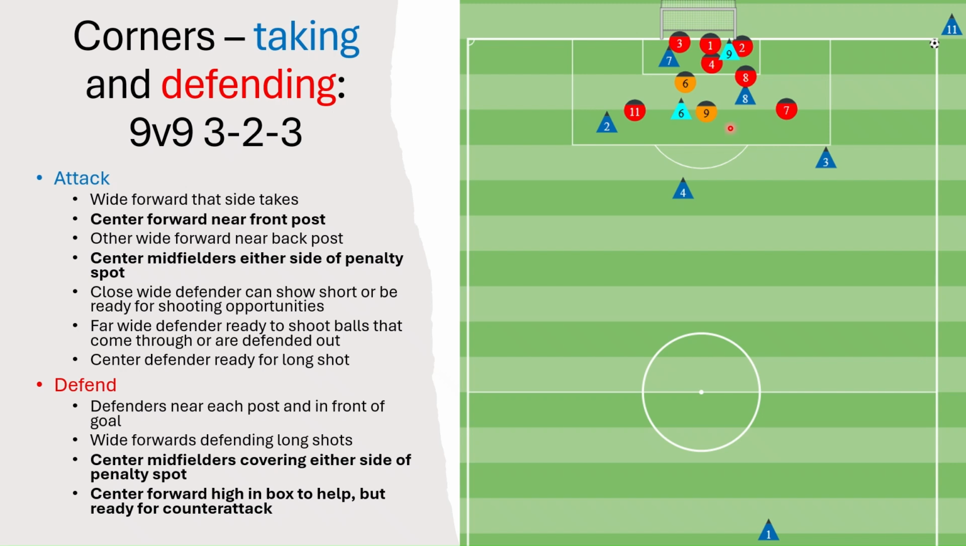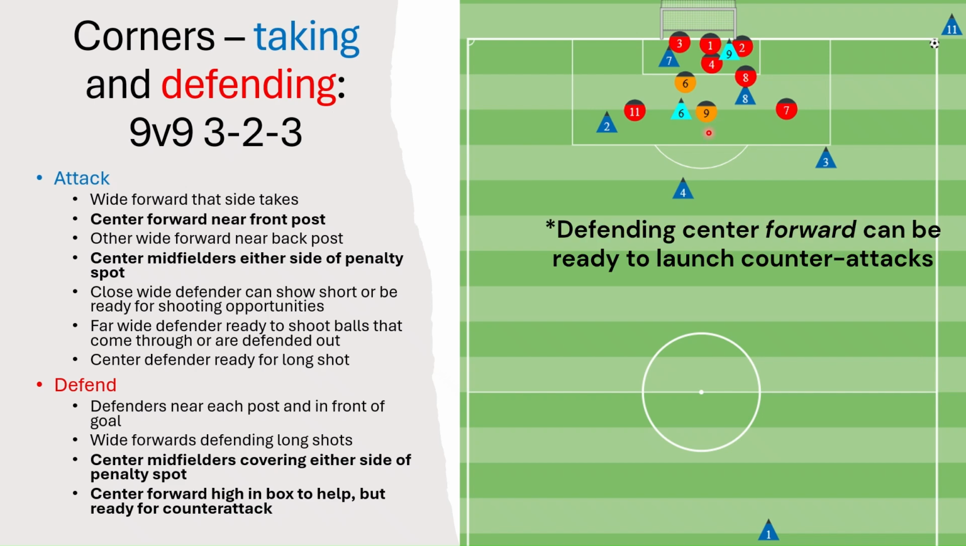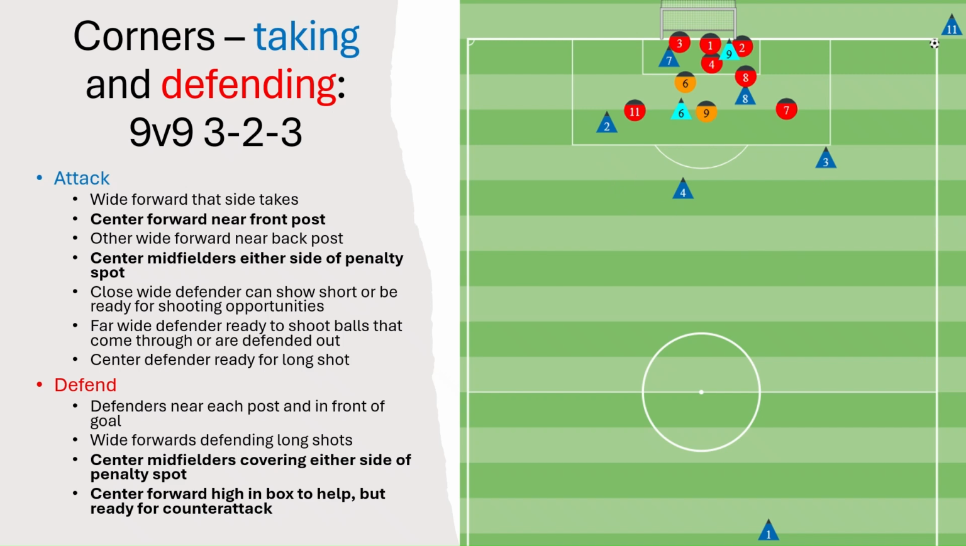And then for the defending team, the centre forward can be really useful at the top of the box, protecting against the centre midfielders getting the ball and shooting, but also these defenders getting the ball and taking long shots. And then the other centre midfielder might be in here. The other thing that the defending centre midfielder can do is be ready for counterattacks if the attacking team gets too aggressive.